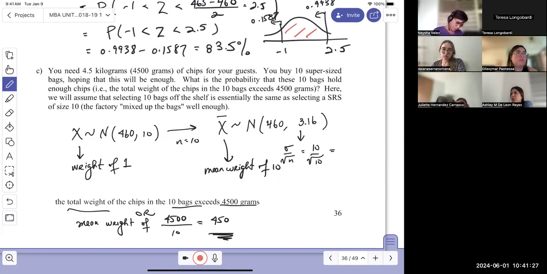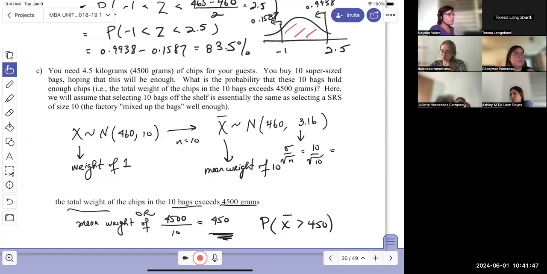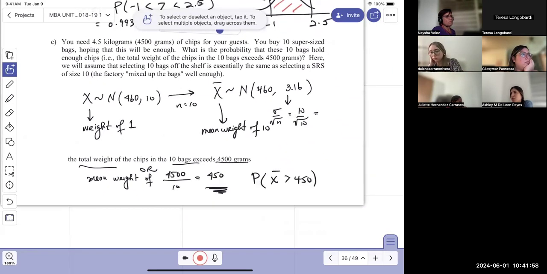Okay. Now answer this question. So what you're going to find is the probability X bar exceeds 450. So you had to make that transformation of the question to be able to answer the original question. Follow me? The question wasn't exactly using what we have here, mean weight. So I had to divide it to turn it from total weight into mean weight. And now I can answer the question.